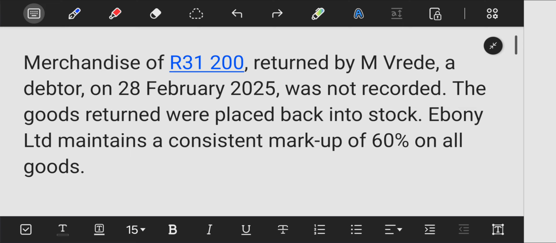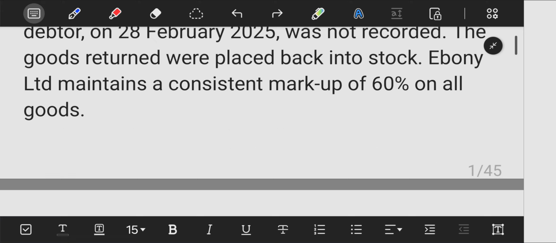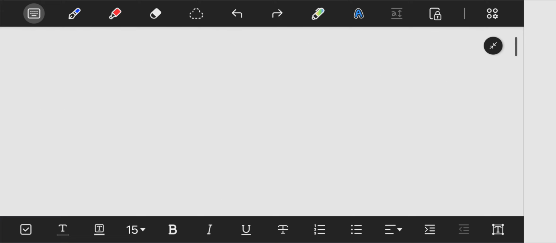We will come back to this one that says Ebony Ltd maintains a consistent markup of 60% on goods. We will come back to this one. Right, I want us to understand this.